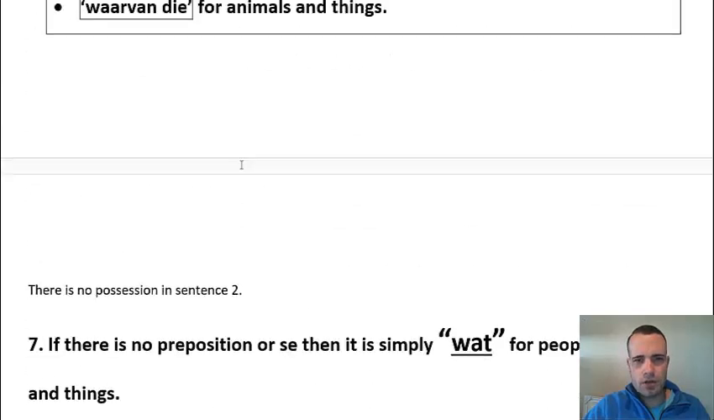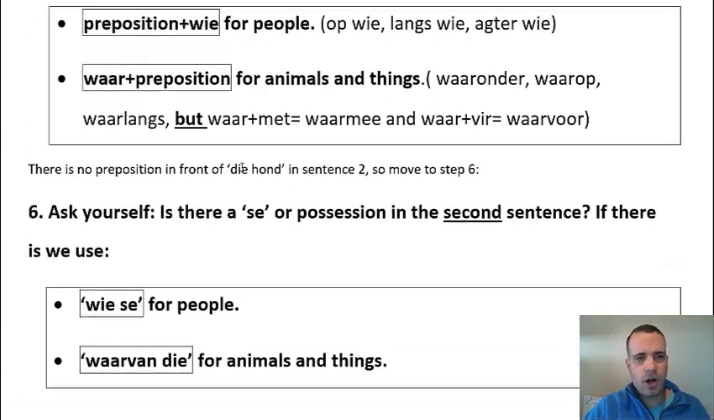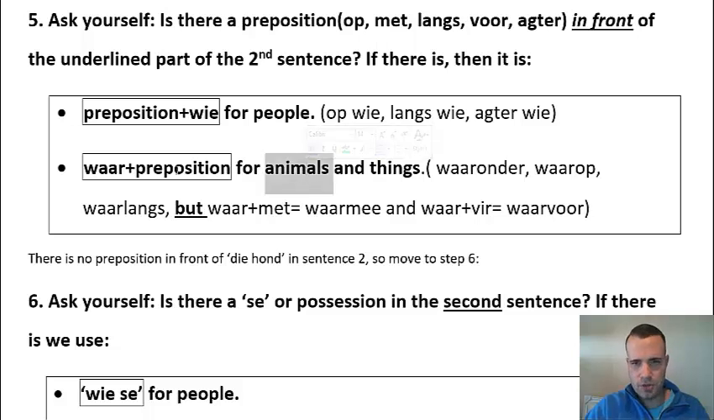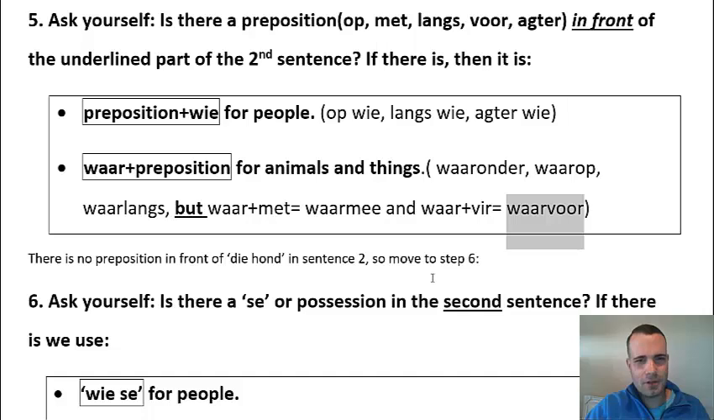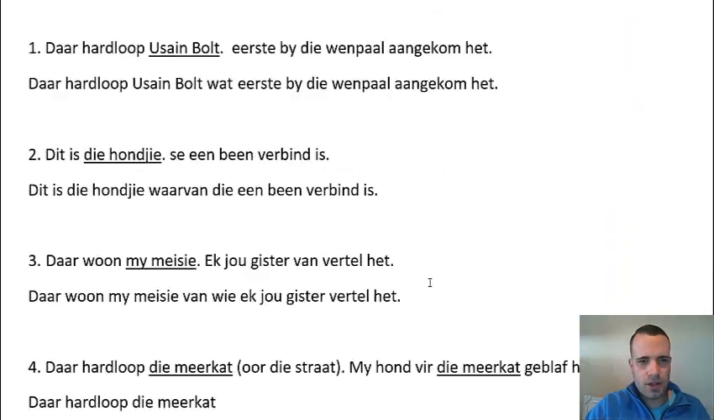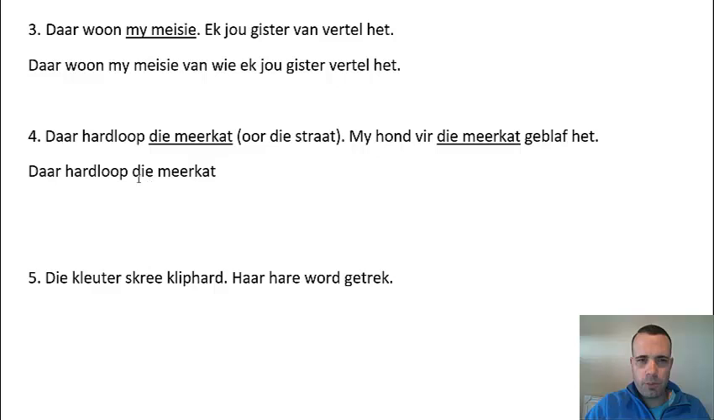So what do we do? Let's have a look at our rule. Here we are. It's an animal, a meerkat. It's waar plus that preposition. Okay, so if we had waar plus onder, it will make waar onder. Waar plus op, waar plus langs, waar langs. But these two, they change a little bit when you add a waar to them. Waar plus met is going to make waar meer, and waar plus vir makes waar voor. Those are the only two that change a little bit. So they will ask them, I can guarantee you that. Daar hardloop die meerkat.